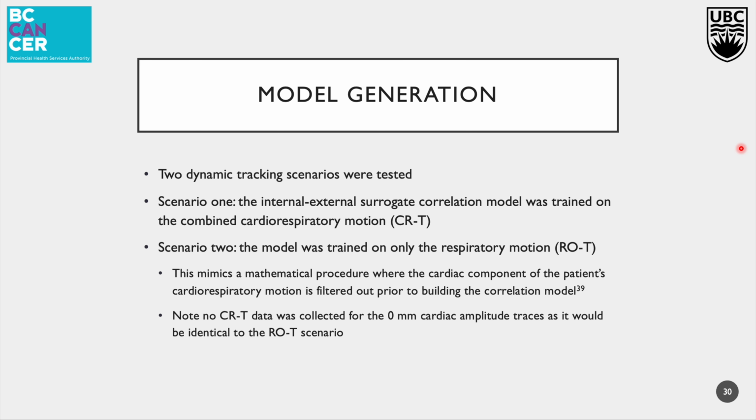So for our study, we have 2 dynamic tracking scenarios we tested. In the first scenario, the internal-external surrogate correlation model was trained on the combined cardiorespiratory motion, which is labeled CR-T for cardiorespiratory trained model. Then in scenario 2, the model was trained on only the respiratory motion, labeled RO-T for respiratory-only trained model. Now, for that model, we turned off the cardiac phantom during correlation model training, which mimics a mathematical procedure wherein the cardiac component of the patient's cardiorespiratory motion is filtered out prior to building the correlation model. Because, again, of course, we cannot turn off a patient's heart during this treatment. I feel like that would be unethical.